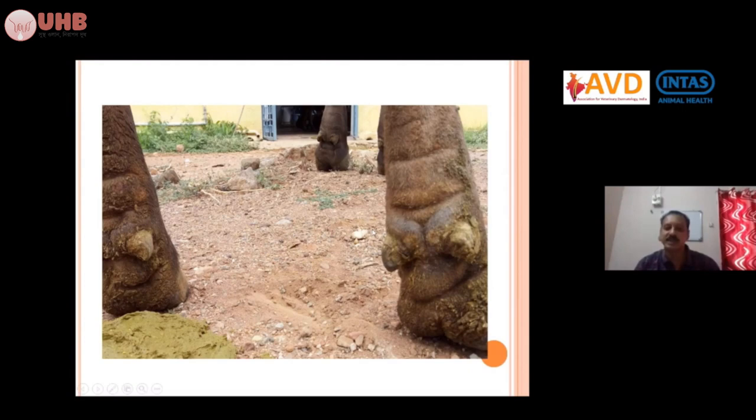When you appreciate the lesions in the fetlock region itself, if you start the treatment immediately, within 1 or 2 weeks it will get completely recovered. You have to keep the animal away from the muddy area and waterlogged area. So you have to keep it away from that area and you can start the treatment.